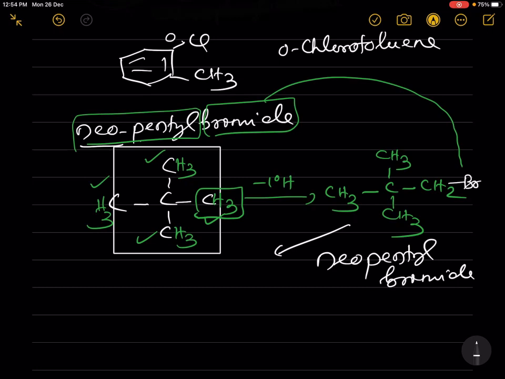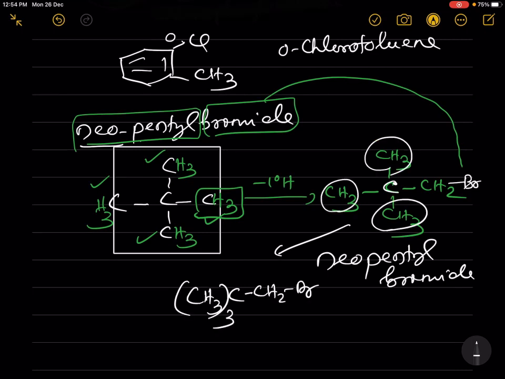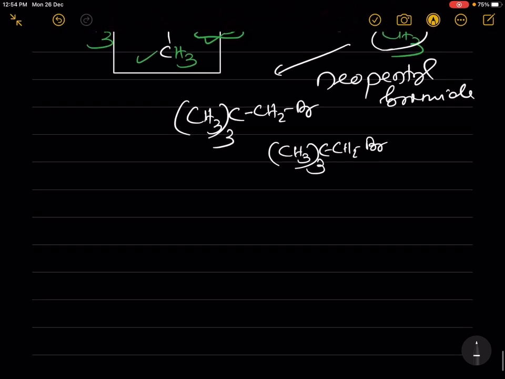You see, this carbon is there. There are 3 methyl groups here. CH3 whole 3C CH2 here. This is neopentyl bromide.